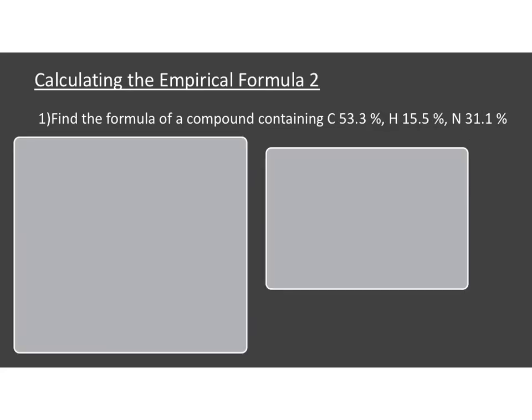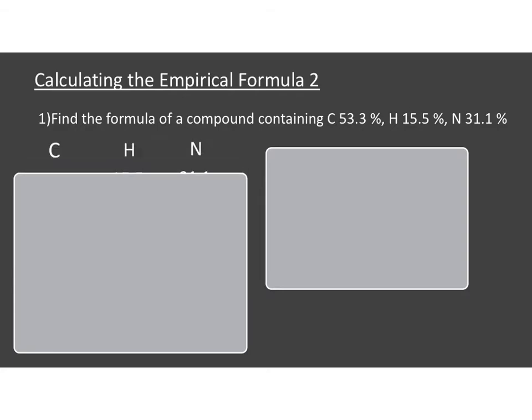So here's another example for us to get our teeth into. Now we have 3 elements in our compound, carbon, hydrogen and nitrogen, but we go through exactly the same process. So let's put them in a little table there. Carbon, hydrogen, nitrogen.